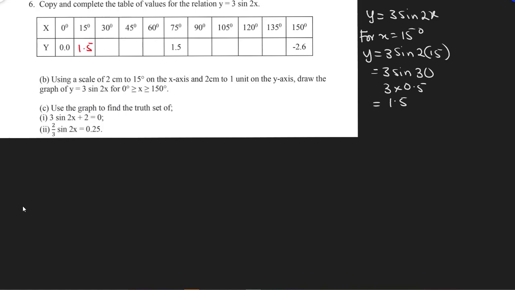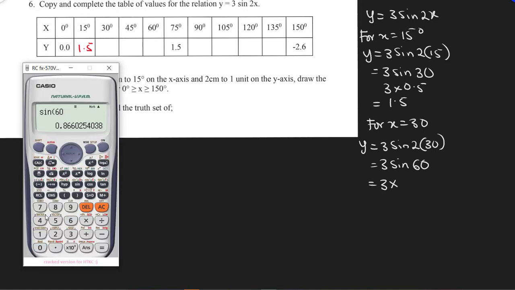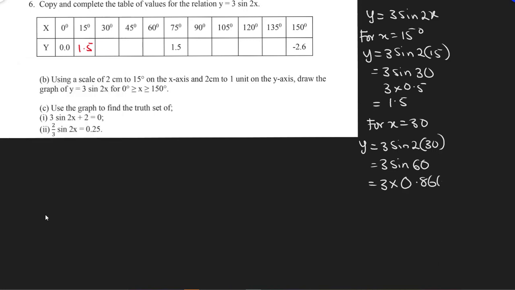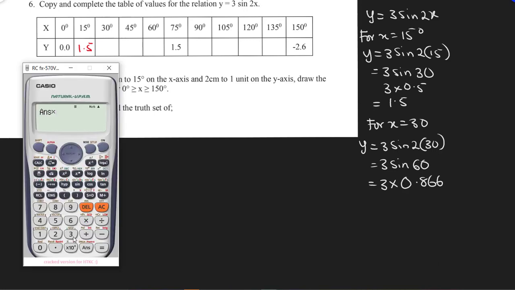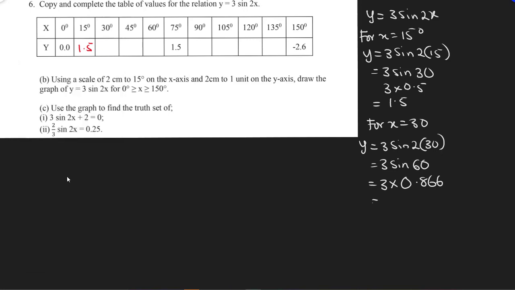Then when x is equal to 30, we're going to have y is equal to 3 sine 2 times 30, which is 3 sine 60. Sine 60 is 0.866. Well, 0.866 times 3 is 2.6, right? We round it up, so we want to have 2.6. So this is 2.6.